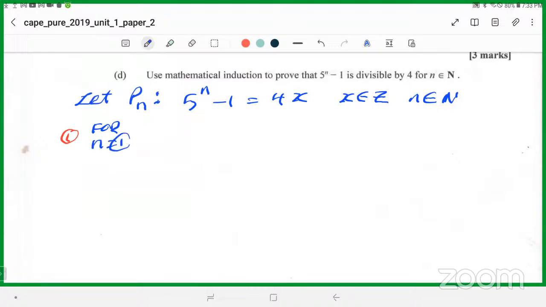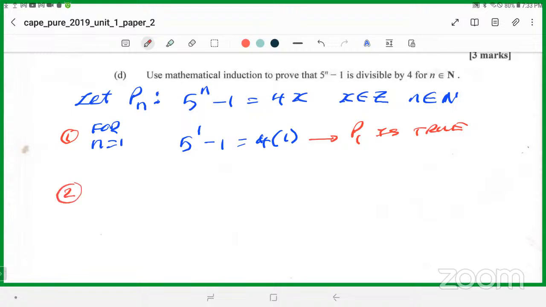Just plug the 1 inside here, and the answer will be 4 times something. So it becomes 5 to the 1 minus 1, which is equal to 4, which is 4 times 1. This works out to 4. And this therefore means that P1 is true. Simple as that.